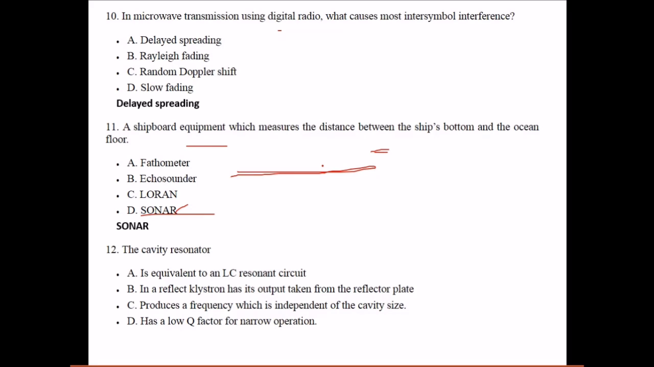The cavity resonator. What is the cavity resonator? It is equivalent to an LC resonant circuit. The options were: a reflex klystron, has its output taken from the reflector plate, produces a frequency which is independent of the cavity size, or has a low Q quality factor for narrow operation. The cavity resonator is equivalent to an LC resonant circuit.